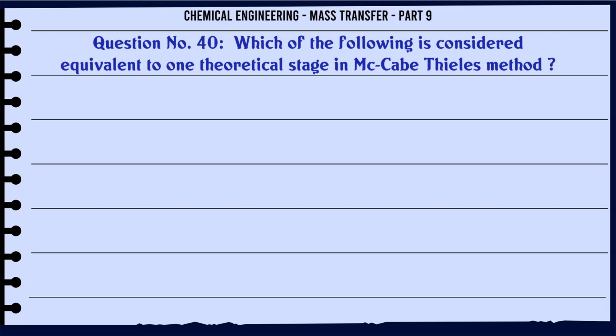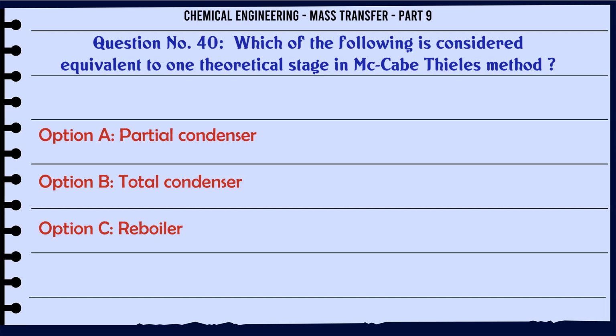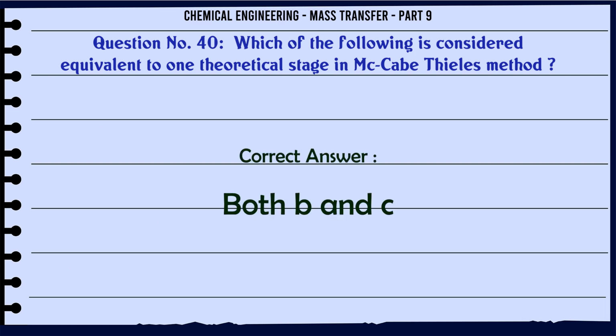Which of the following is considered equivalent to one theoretical stage in McCabe-Thiele's method? A. Partial condenser, B. Total condenser, C. Reboiler, D. Both B and C. The correct answer is both B and C.